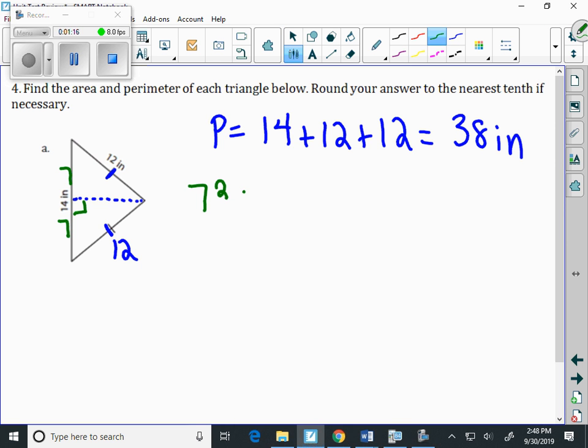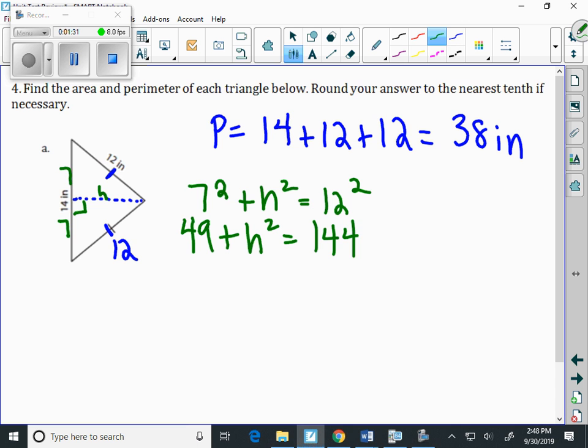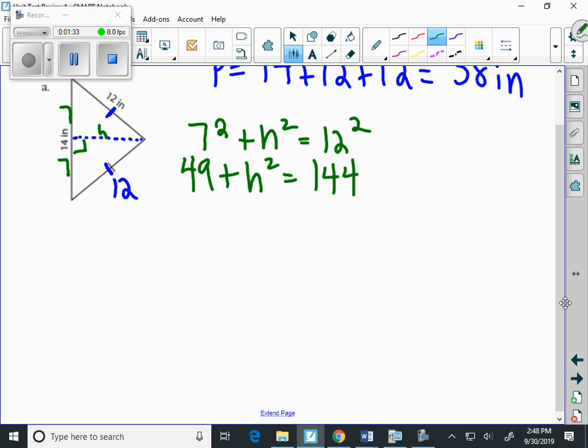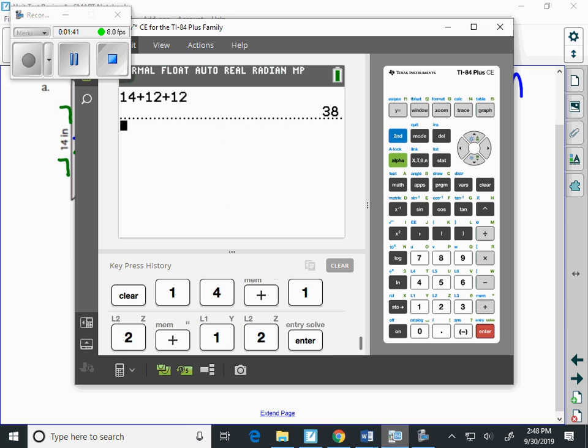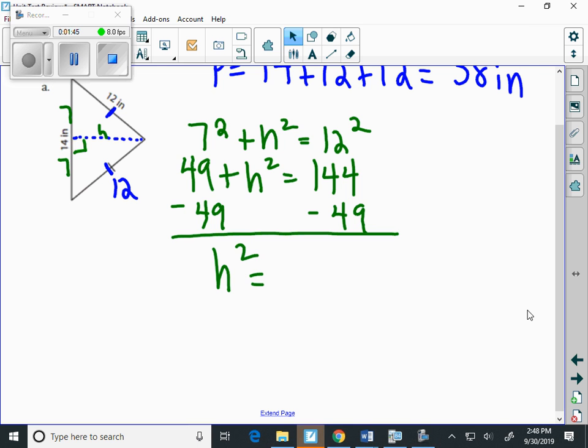7 squared plus h squared, that's what our dotted line is, equals 12 squared. And 7 squared is 49 plus h squared equals 144. If we subtract 49 from both sides, we end up with h squared equals 144 minus 49, which is 95.